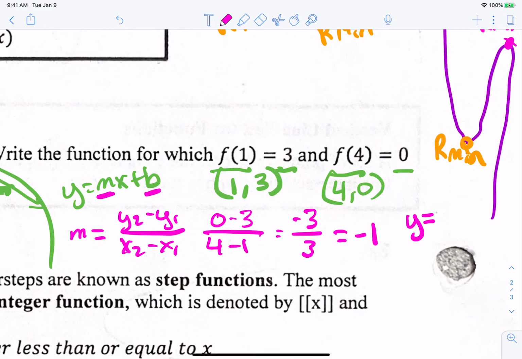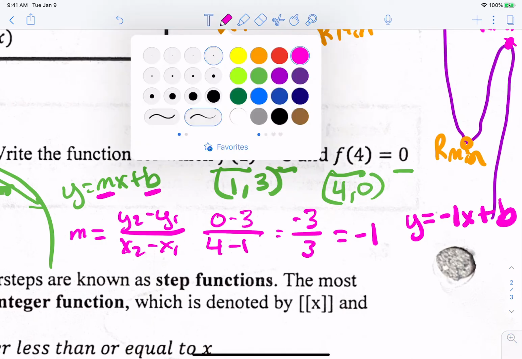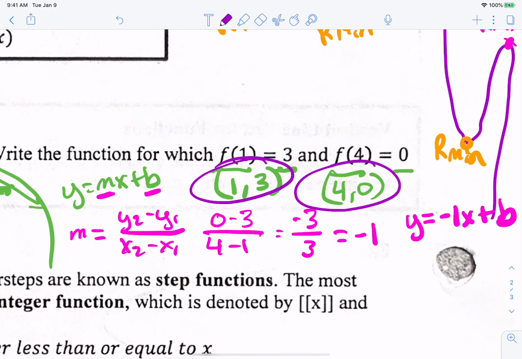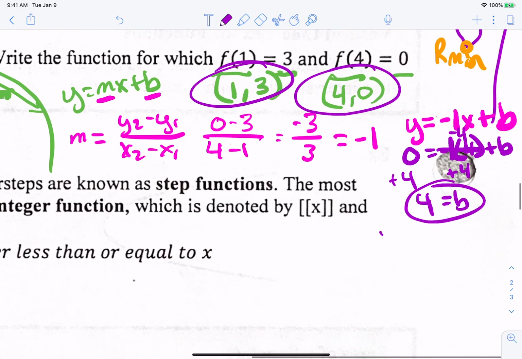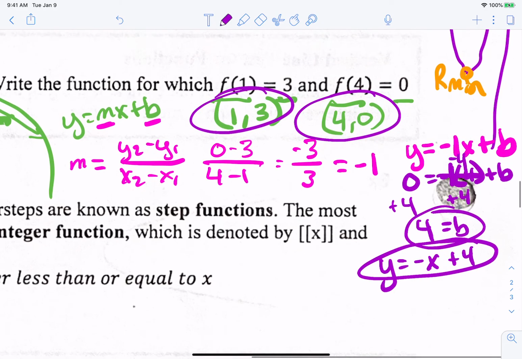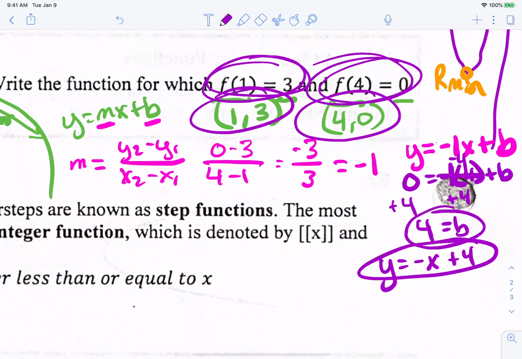Y equals negative 1x plus b. I need to find the b. How do I find the b? You put 0 in for y and 4 in for x. It doesn't matter which point you use, it'll be the same. So we use (4, 0): put 0 in for y and 4 in for x. Negative 1 times 4 is negative 4. Add the 4 over, so b equals 4. So y equals negative 1x plus 4. When they say f of 1 is 3 and f of 4 is 0, that's just a funny way of saying (1, 3) and (4, 0).